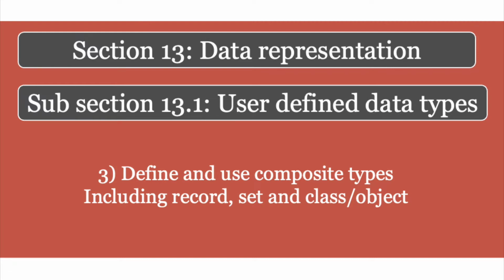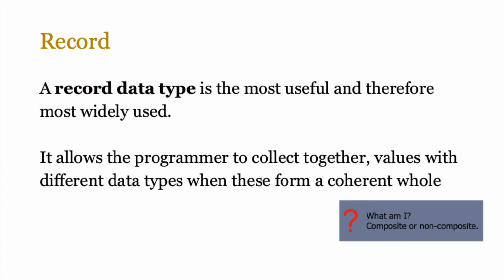We're still with user-defined data types, but we're going to be looking at the definition and use of composite data types today. We're going to be looking in particular at records, sets, and classes and objects. So let's start with the record data type. Now, a record user-defined data type is the most useful and therefore the most widely used. It allows the programmer to collect together values with different data types, and these are grouped together to form a coherent whole.